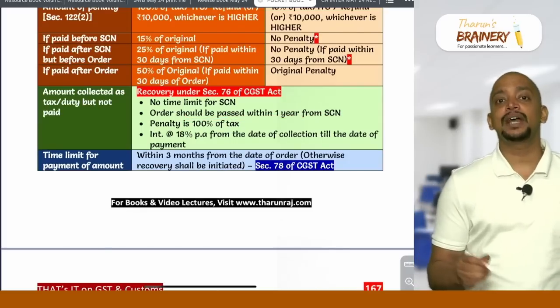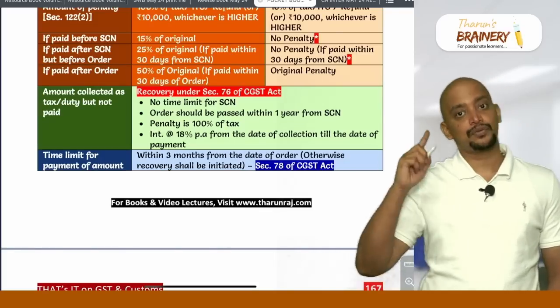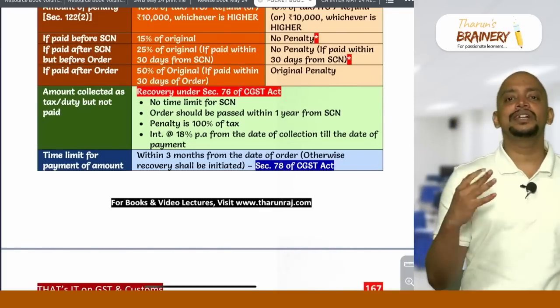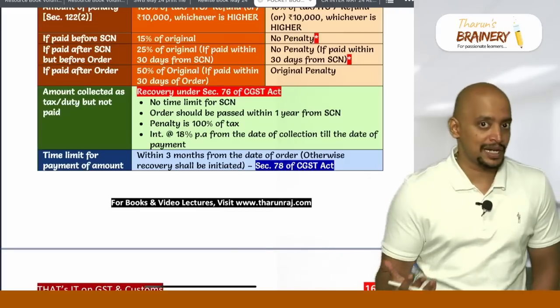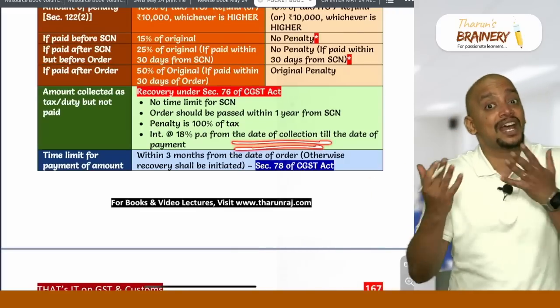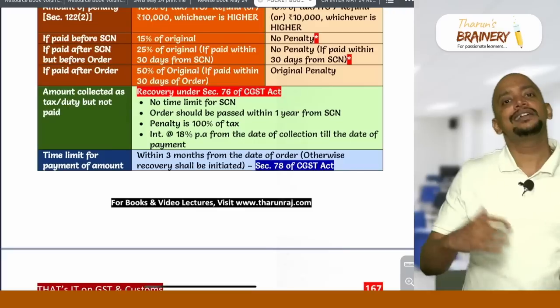So therefore, the penalty will be 100% of tax or 10,000, whichever is higher, 122 subsection 1. And here one more important point is that interest. Usually interest will be computed from the first date after due date till the actual date of payment. But in this case, the interest will be computed from the date of collection. So whenever it is collected till the date of payment.